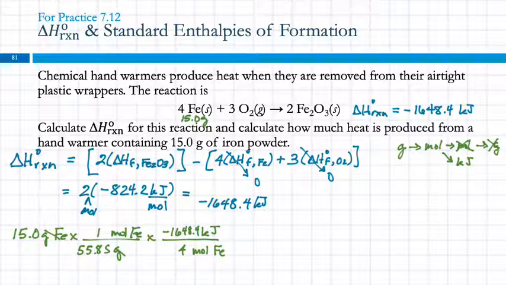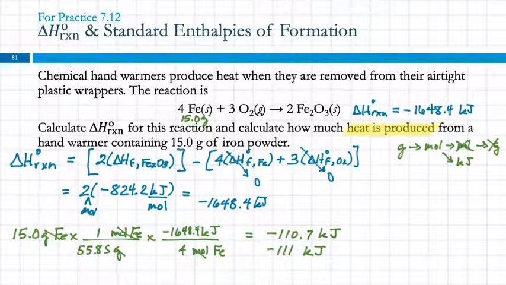And so our units are working out. 15 divided by 55.85 times negative 1648.4. Don't forget the divide by 4. And so I'm getting negative 110.7 kilojoules. Actually, it'd be negative 111 kilojoules, 3 sig figs. Now, if this was a Mastering Chemistry question and I typed this in, would it like the answer minus 111? No. Because this is saying how much heat is produced. 111 is produced. The minus tells us the direction.